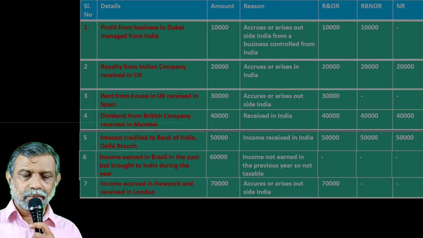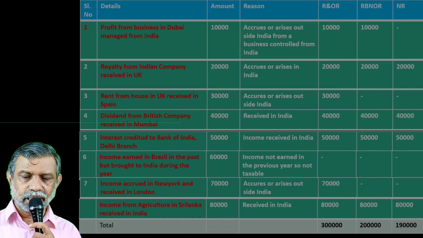Next one, income accrues in New York and received in London, 70,000. Accrues or arises outside India, taxable only in the hands of resident and ordinary resident. Clear? Last case, income from agriculture in Sri Lanka received in India, therefore taxable in all 3 cases.